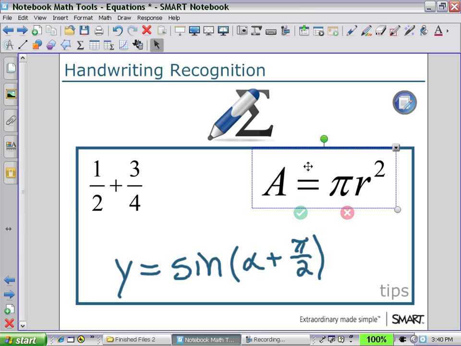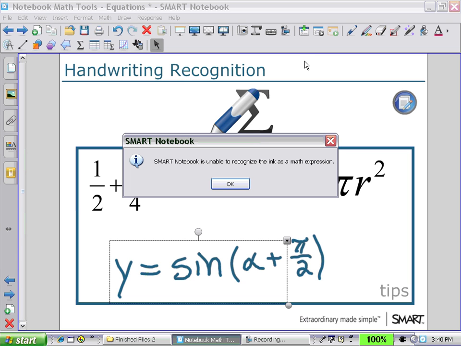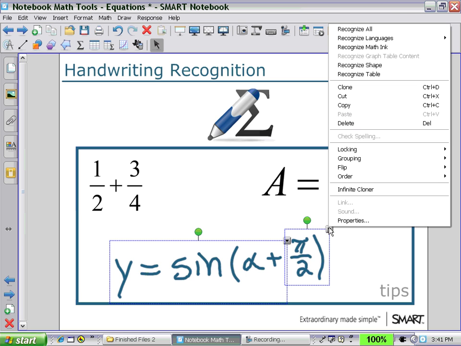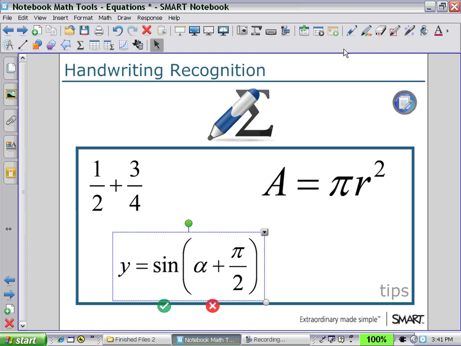And lastly, if I select my trig equation, you can see that it has only grouped some of the terms and not all of them, leaving out the pi over 2. So if I now select the arrow pull down menu and ask it to recognize Math Ink, it gives me a response: Smart Notebook is unable to recognize the ink as a math expression. However, the tool is very powerful in that if I now group both of these and select Recognize Math Ink, it does recognize this as one equation.